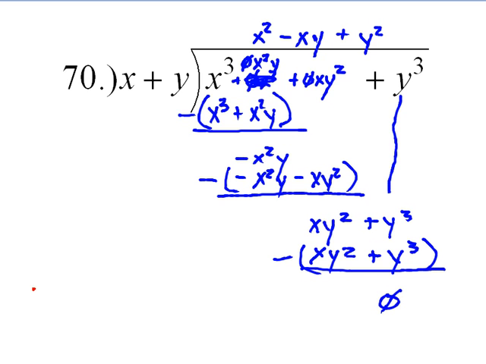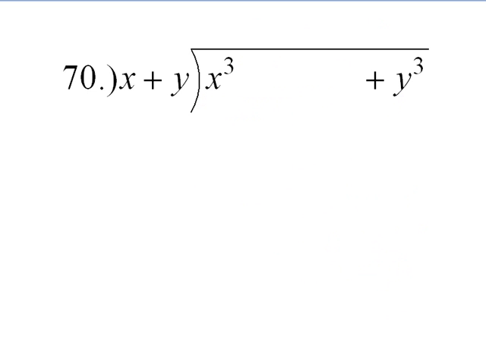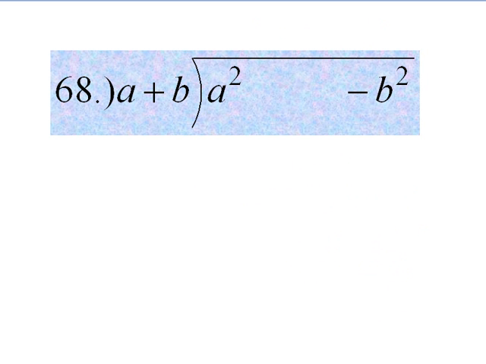I'm going to give you one to try. Okay. There's a lot of things in between a squared and b squared. You'll end up with an AB mixture in between here. Try it.